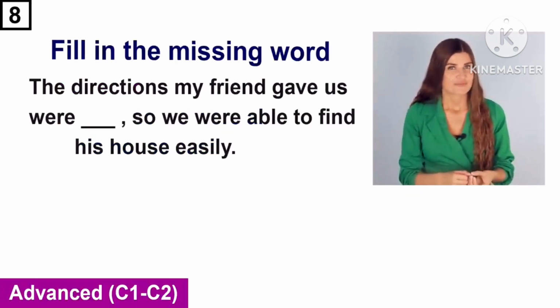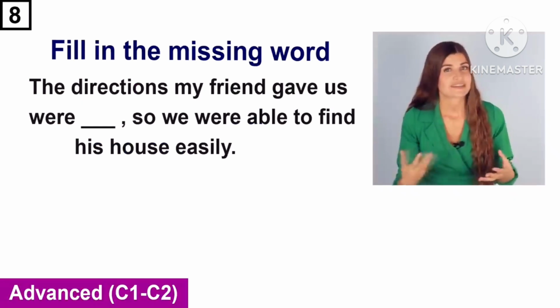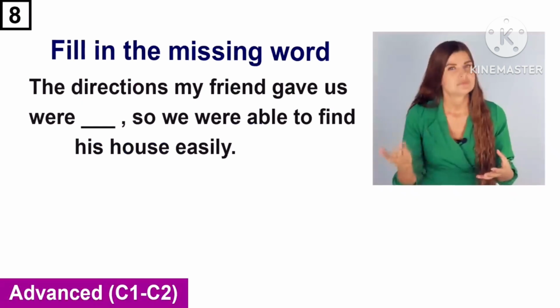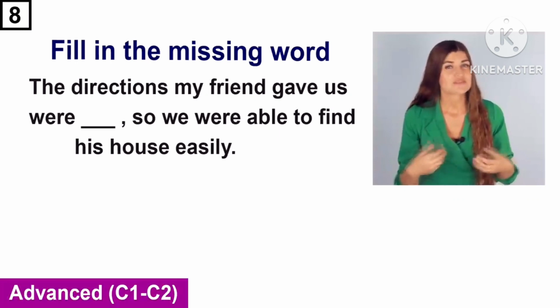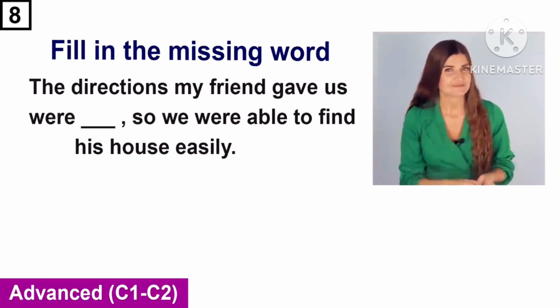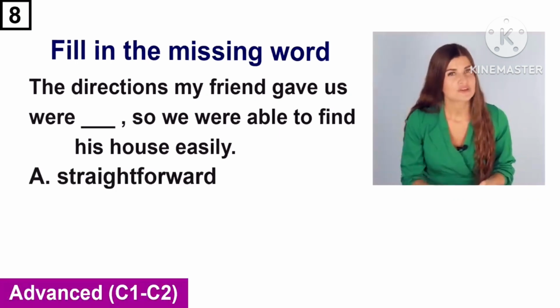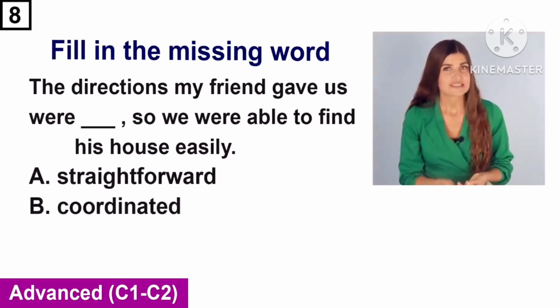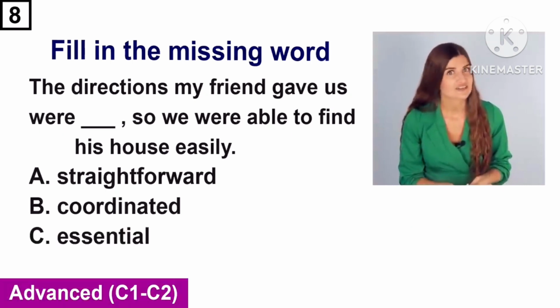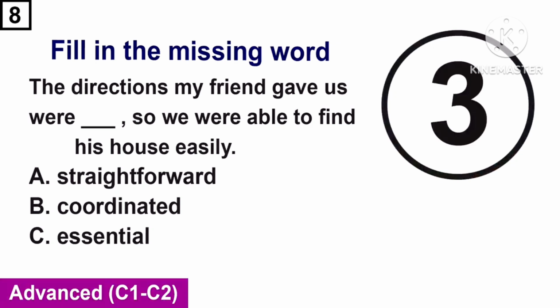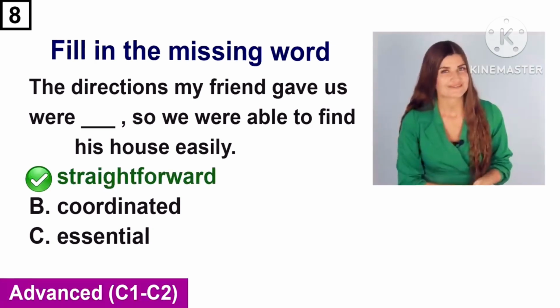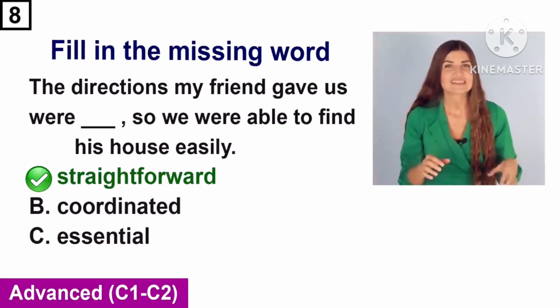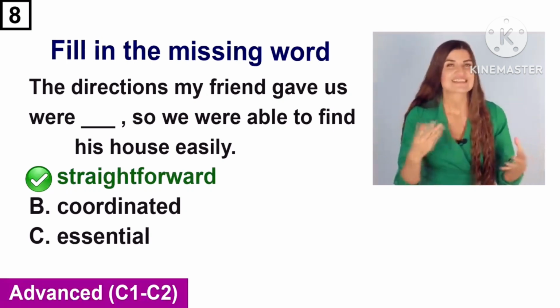The next one. The directions my friend gave us were ___, so we were able to find his house easily. A. Straightforward. B. Coordinated. C. Essential. Straightforward is the correct answer because in this case this means easy to understand and simple.